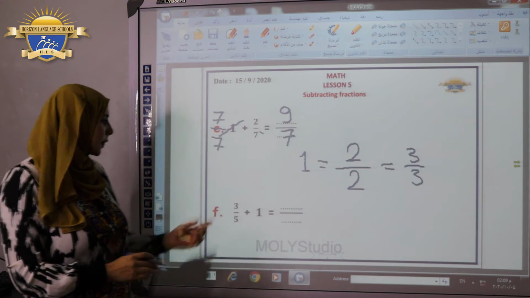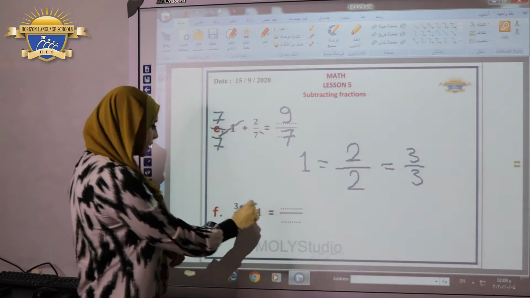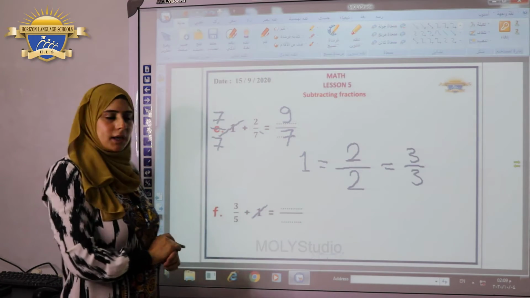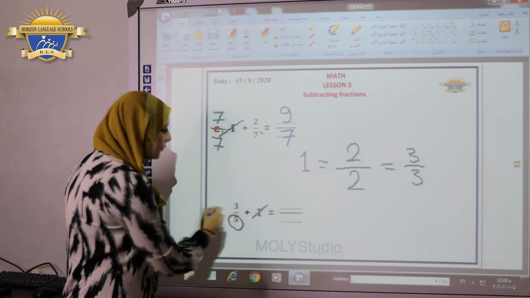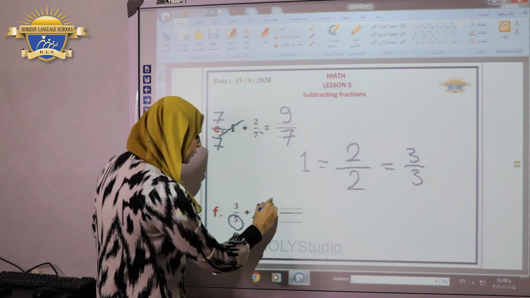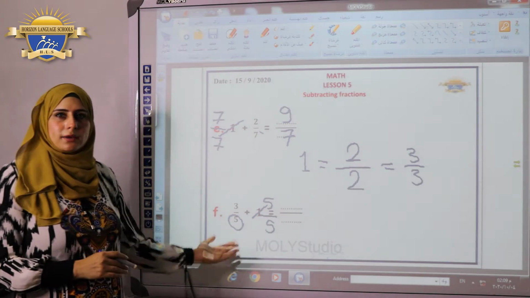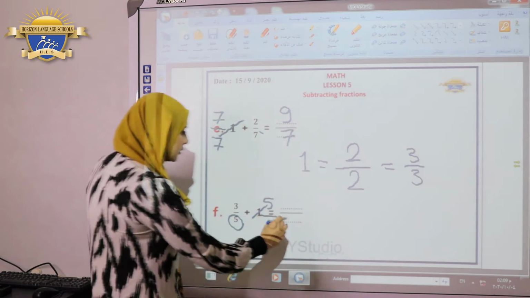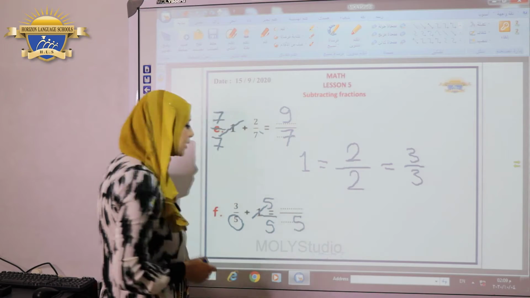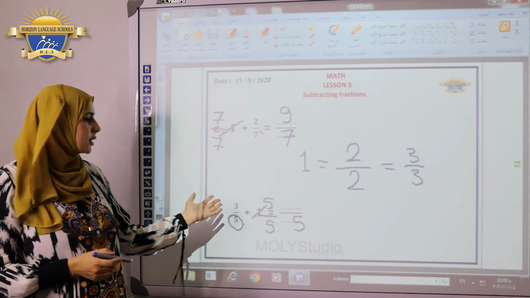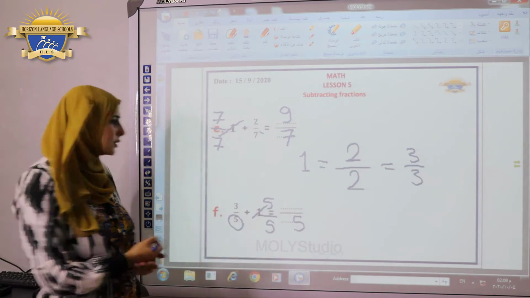Number F. 1, I will cancel 1. Here I have 5. I will write 5 over 5. So 5, I will write down 5, and then adding the numerators. 3 plus 5 equals 8.